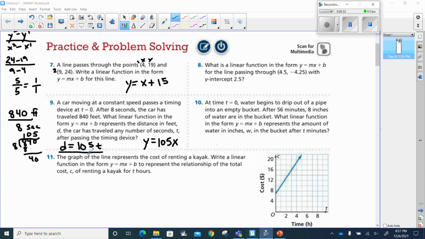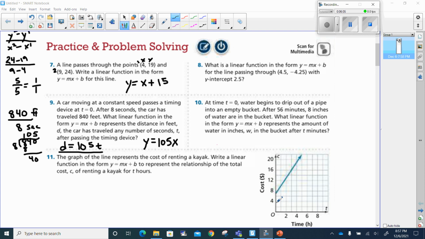All right, next we got number 11. So the graph of the line represents the cost of renting a kayak. So this is the amount of hours that go by, and this is the cost for the kayak after that many hours. Write a linear function in the form of y equals mx plus b to represent the relationship in the total cost C of renting a kayak for t hours. So again, we're looking for y equals mx plus b. The starting point here we have to find. It doesn't really tell us what it is.